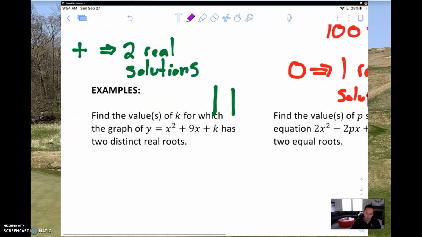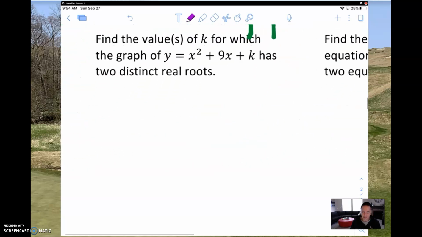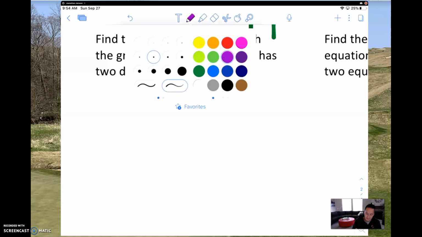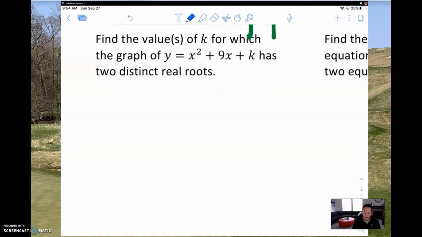And now I'm going to show you what some IB questions look like for this topic. Find the value or values of k for which this graph has 2 distinct real roots. So the key in here is we're trying to find where it has 2 distinct real roots, which we know means the discriminant is positive. So I'll make a little note there that discriminant is positive. So let's go ahead and find our discriminant.